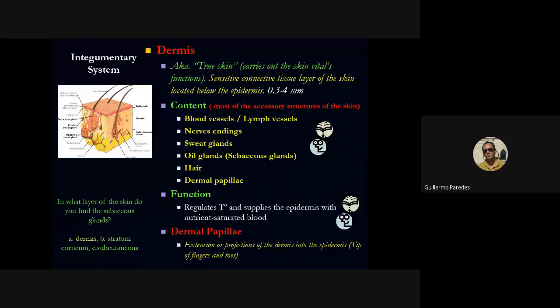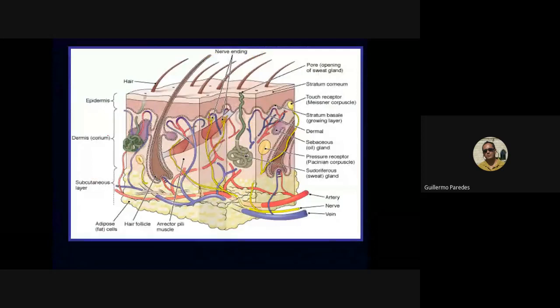Then we have here the dermis. In the dermis we have, look at this, blood vessels, lymphatic vessels, nerve endings, sweat glands, oil glands, hair, dermal papillae. We are going to talk about that now. Look at this, here is the dermis. In the dermis we are going to have veins in blue, arteries in red, and nerves, which are going to be this yellow. Can you see this yellow?